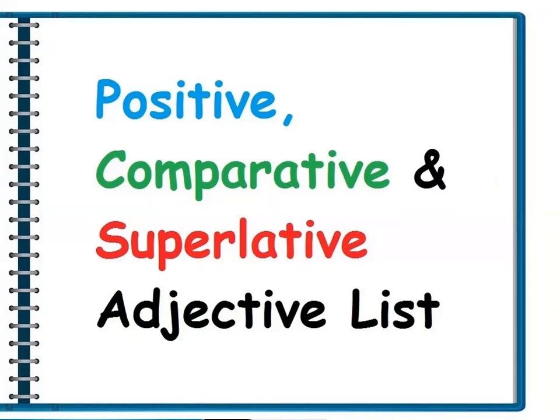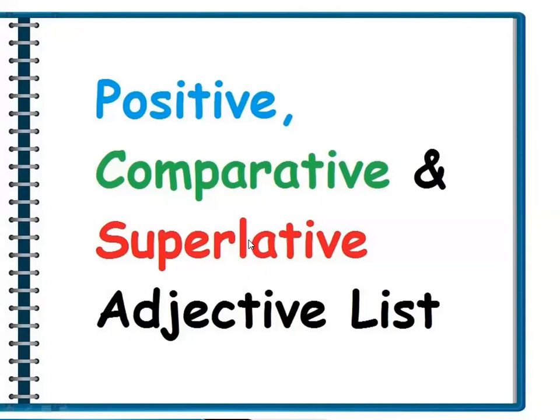Then we have the comparative degree. What is the comparative degree? It is when we have two things, two persons, two animals or two places, and we are comparing them. हम उन दोनों को compare कर रहे हैं. For example, I am more intelligent than you. I am busier than you. So these are comparative degrees, when we compare from one to the other, from two to the third, from the third to the fourth.